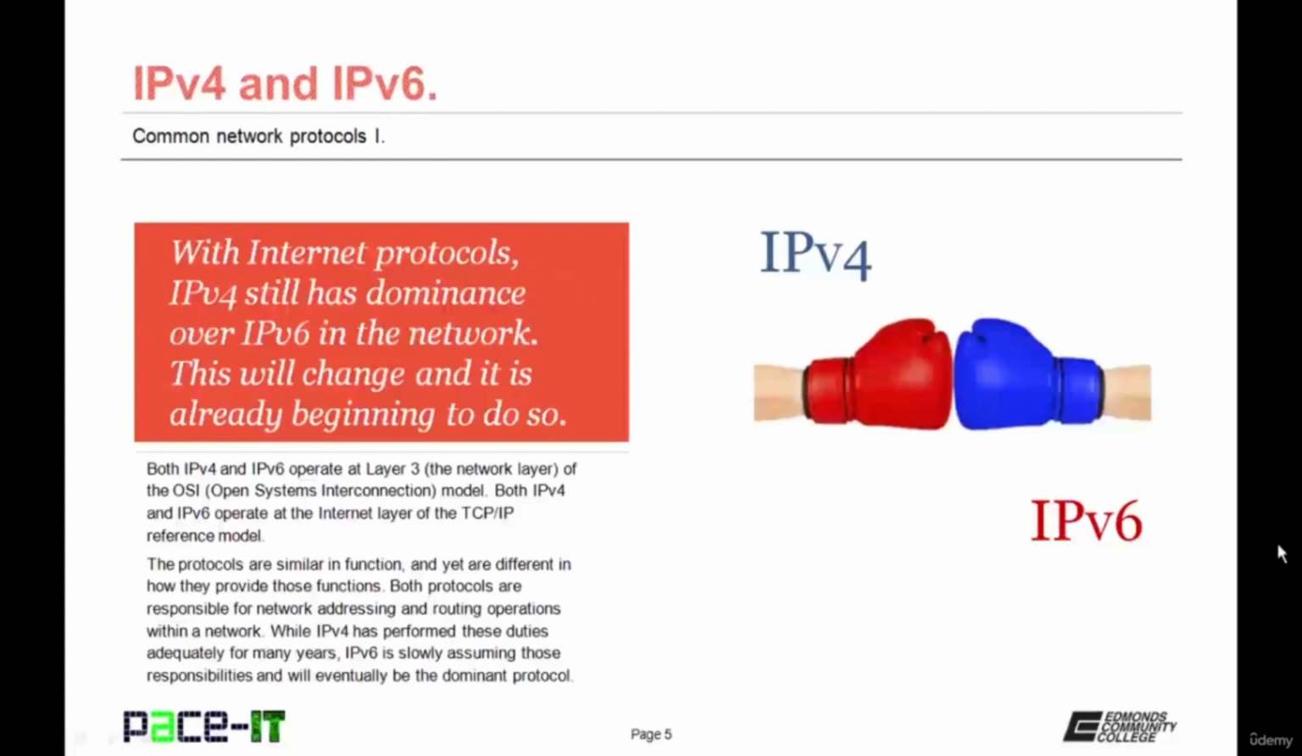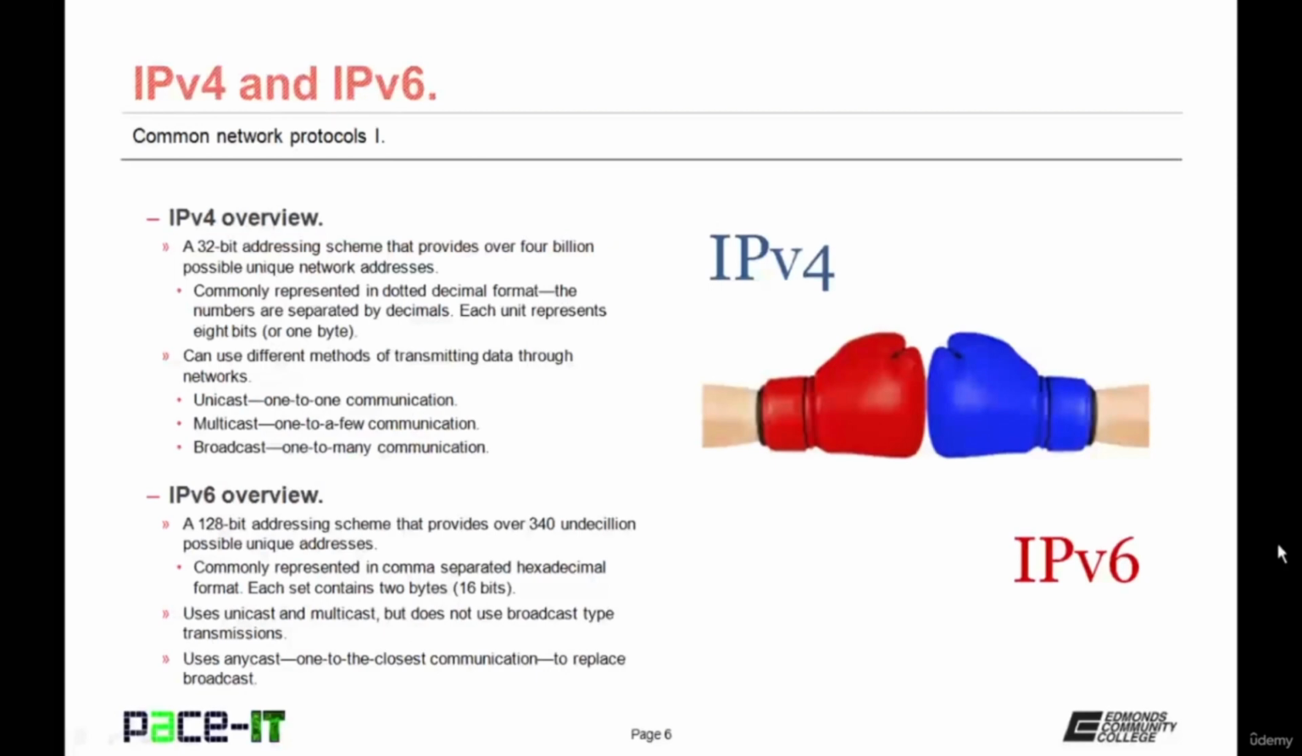The protocols are similar in function and yet are different in how they provide those functions. Both protocols are responsible for network addressing and routing operations within a network or networks. While IPv4 has performed these duties adequately for many years, IPv6 is slowly assuming those responsibilities and will eventually be the dominant protocol. As a matter of fact, most of the world is now out of routable IPv4 addresses, which means that the switch to IPv6 is already starting to occur.